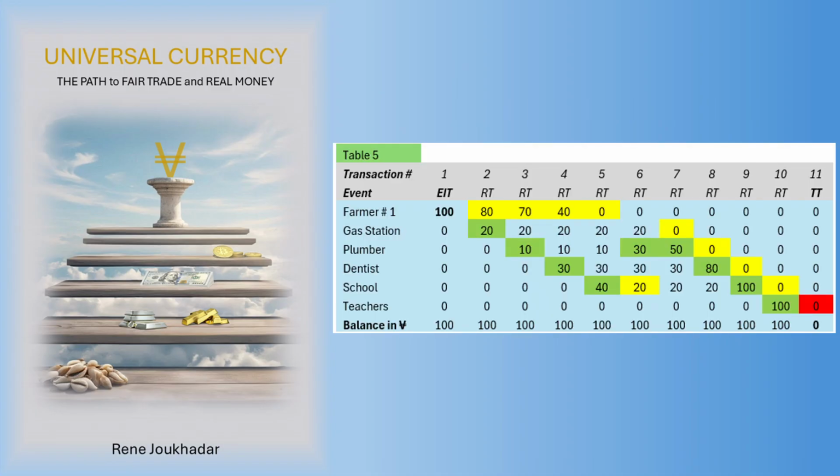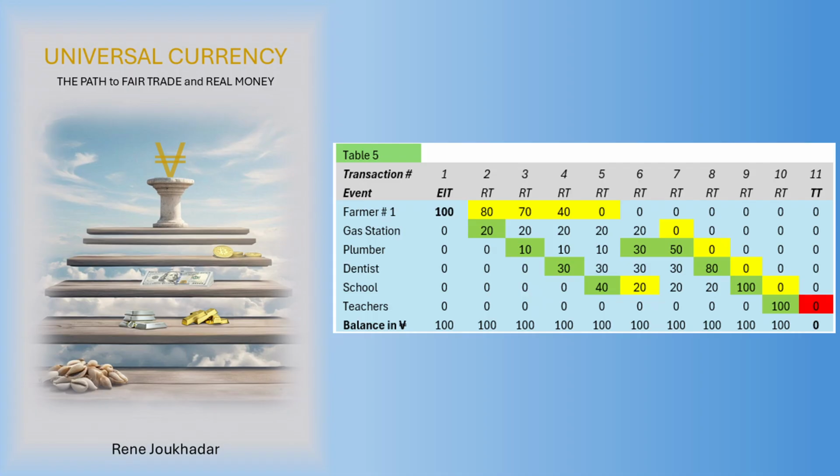This table shows us how money circulates in the economy and is eventually eliminated from circulation once primary products are consumed. You can see that in transaction number 1, which is an EIT, economy initiating transaction, new money was disbursed for the amount of 100 Vs to the farmer. Then in transaction number 2, which is now a regular transaction, the farmer is spending the money in circulation. So he paid the gas station 20 Vs. In transaction number 3, he paid the plumber 10 Vs. In transaction number 4, he paid the dentist 30 Vs. And in transaction number 5, he paid the school 40 Vs.